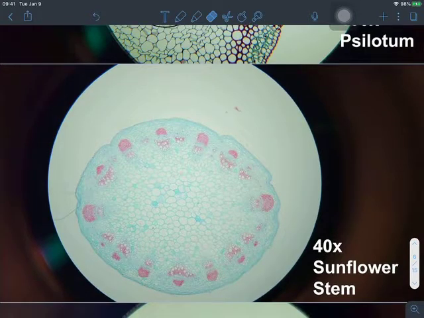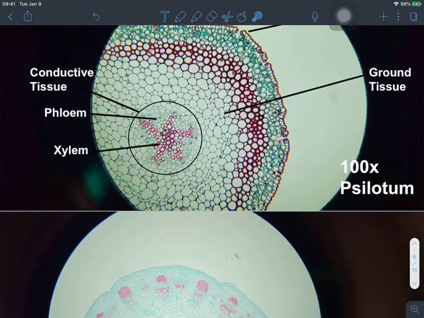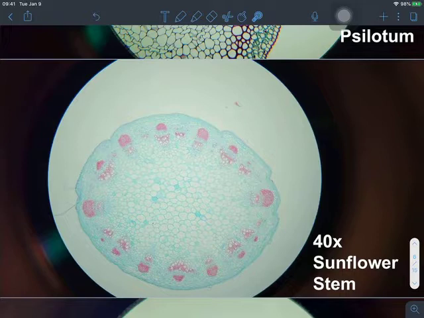Next up, we'll take a look at our sunflower stem. From 40x, we again see that it is much different, much more complex than our xylotum stem. And most notably, we see lots of vascular bundles and even some weird pink tissues up top, some supportive tissues. And we still have a huge amount of ground tissue here.